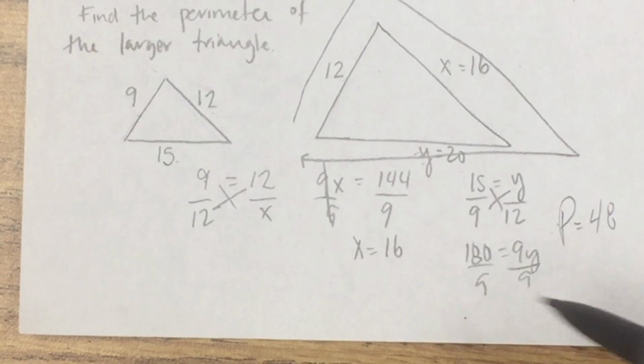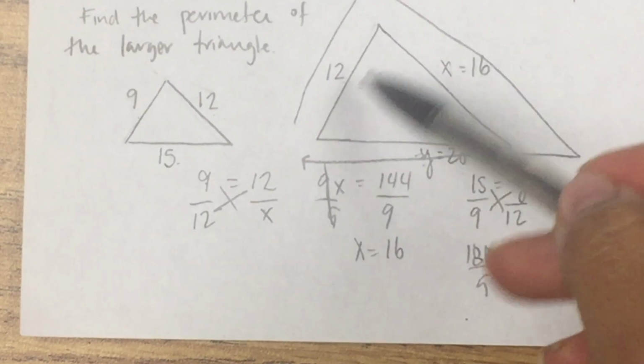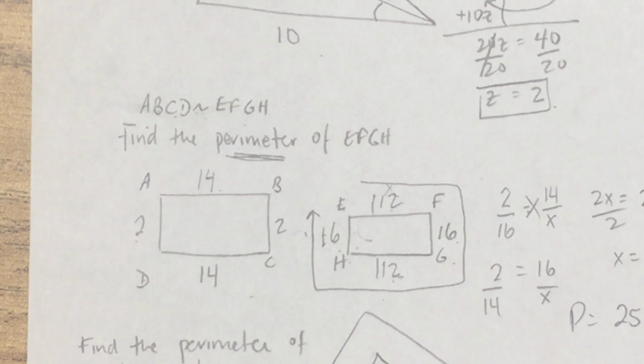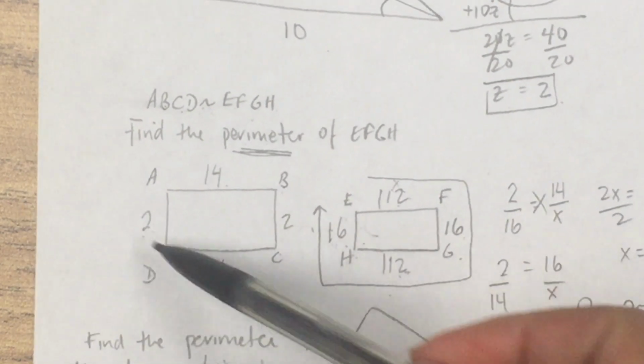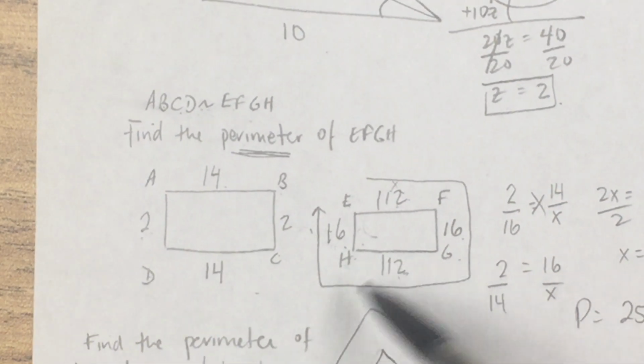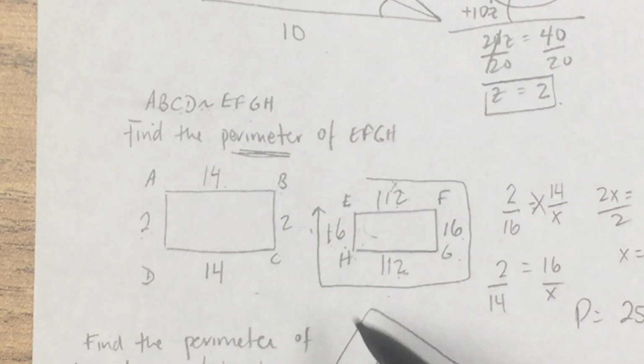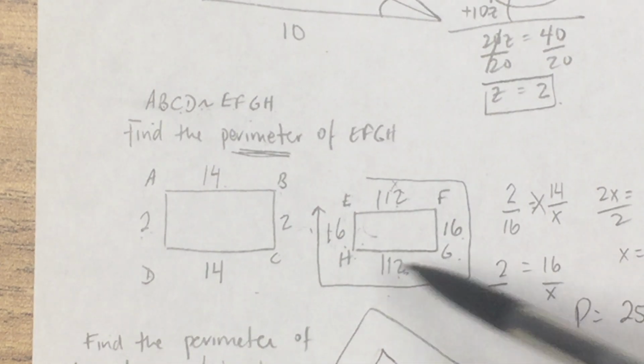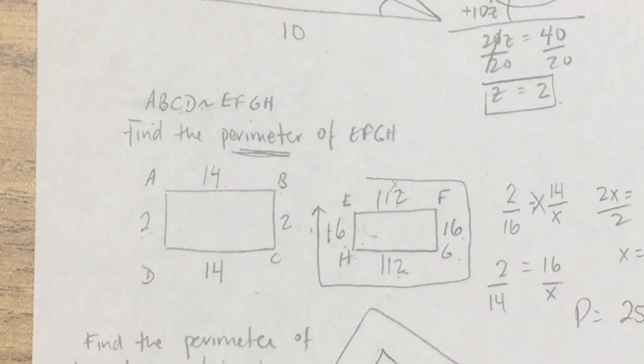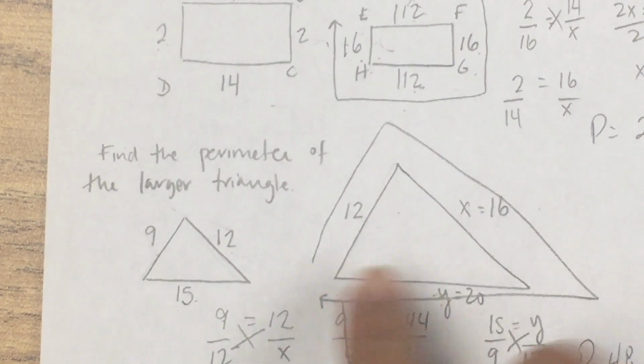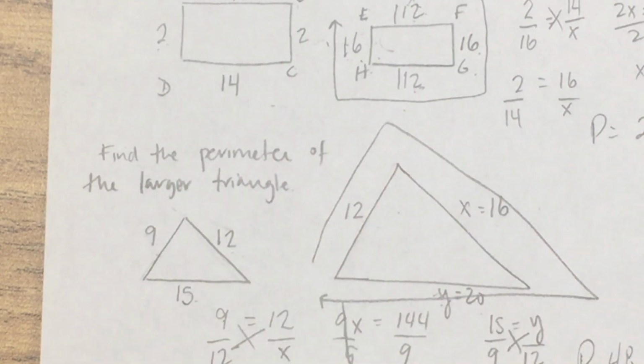And if they're asking you for area, you do a half base times height, but you don't have the height of this one. So let's say they're asking you for the area on this one, you do base times height. So the area of EFGH would be base 112 times the height 16. So it doesn't matter what the question is. Use similar figures to find the missing numbers, and then you're adding them all around.